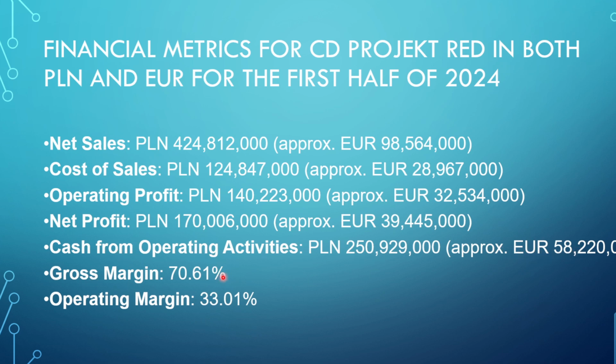So, gross margin and operating margin are 33% and 20%. This is for the first half of 2024. It's not for the whole year yet, so we have to see if this changes over the whole year. But gross margin is already pretty good and operating margin is okay.